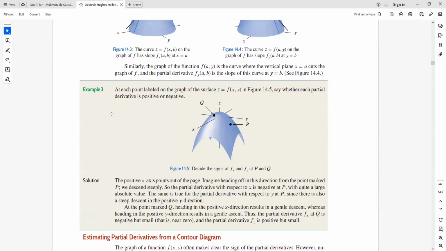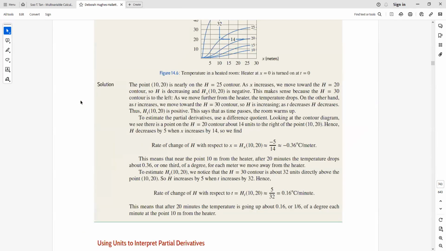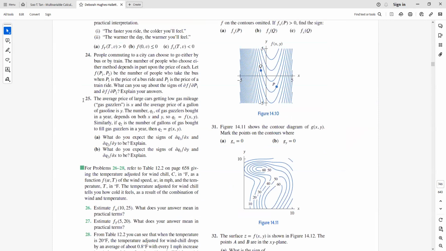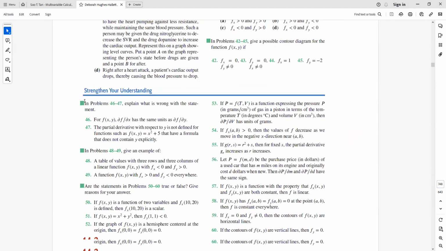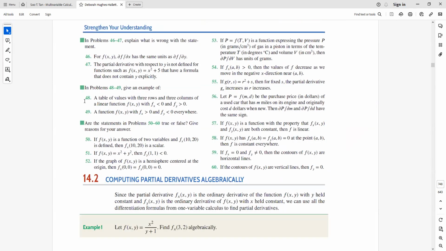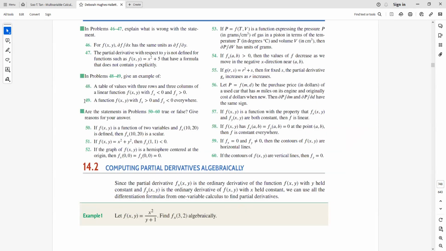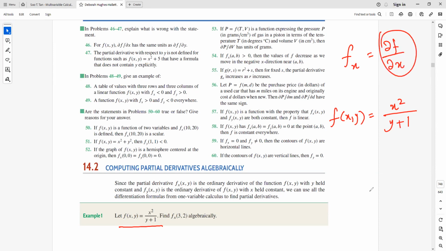Now let's take a problem, and we'll see how to differentiate functions partially. Say we have a function f of x, y equals x squared over y plus 1, and we are interested in finding fx, that is the partial change in f with respect to x, right?